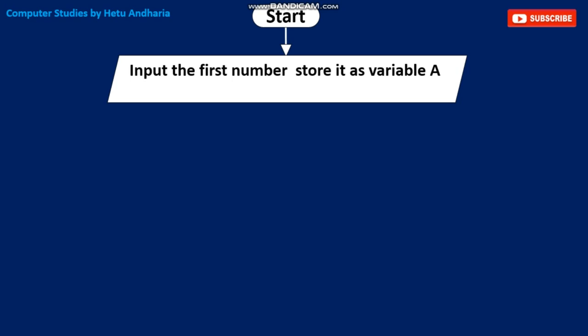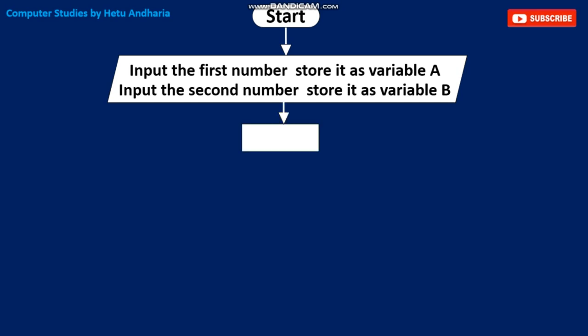Input the first number and store it as variable A. Input the second number and store it as variable B. Now, very simple, we do a process in which we assign the value lying in A to C.